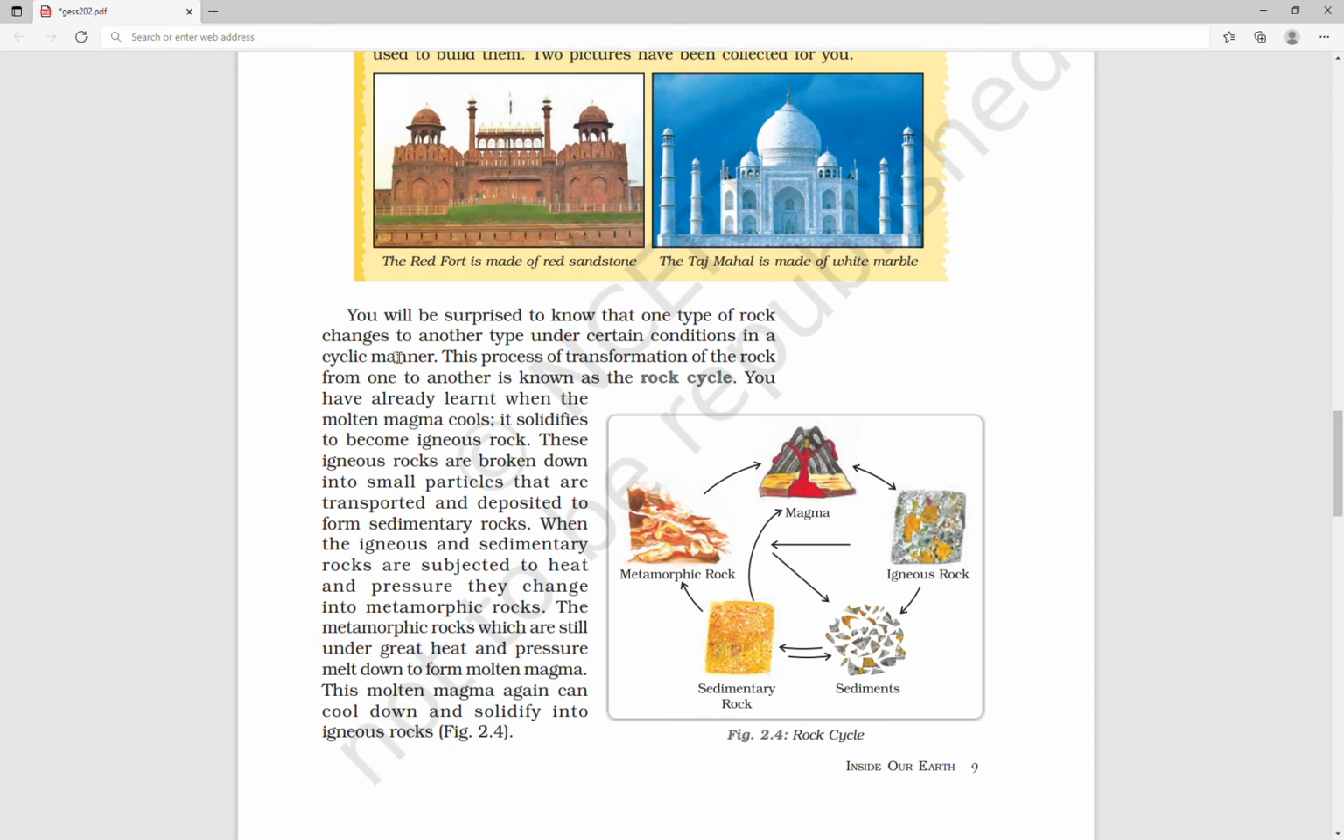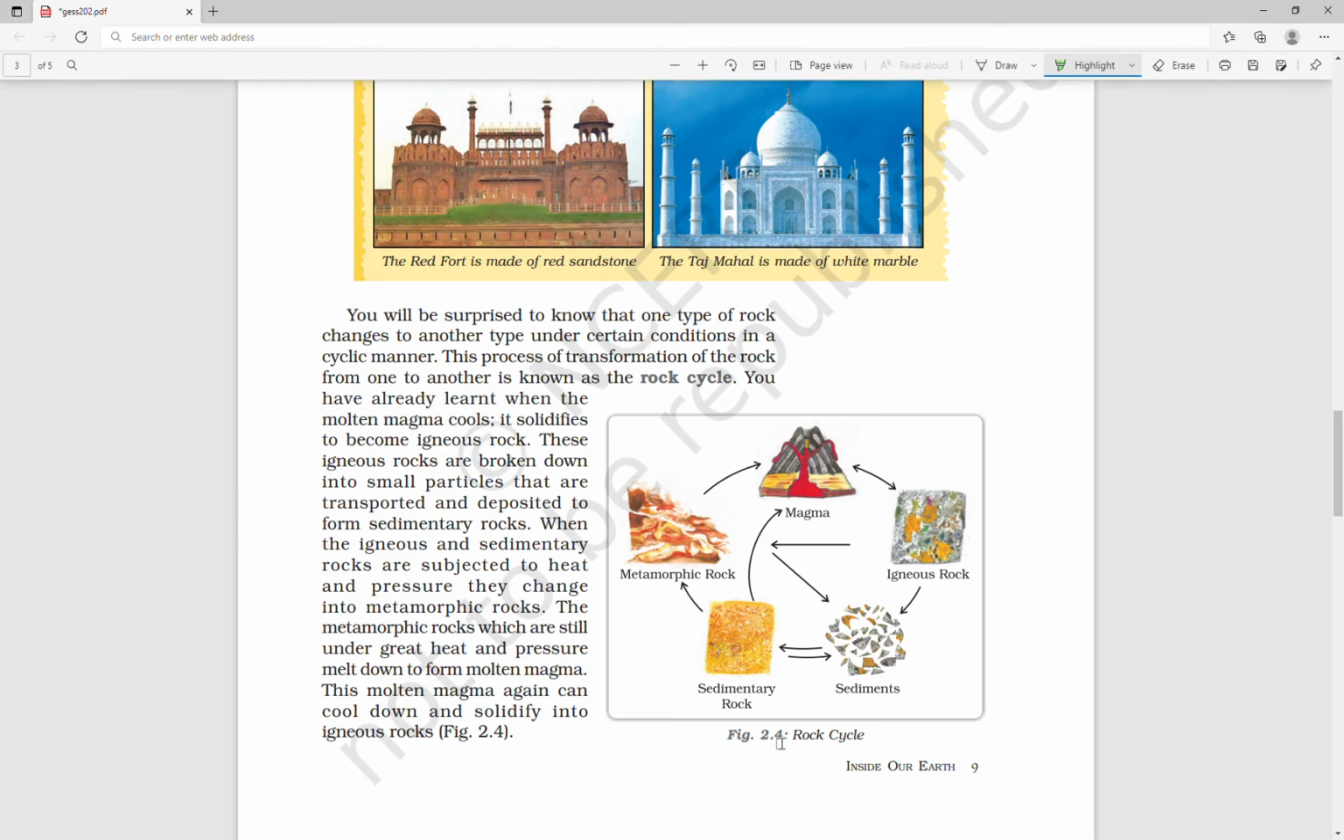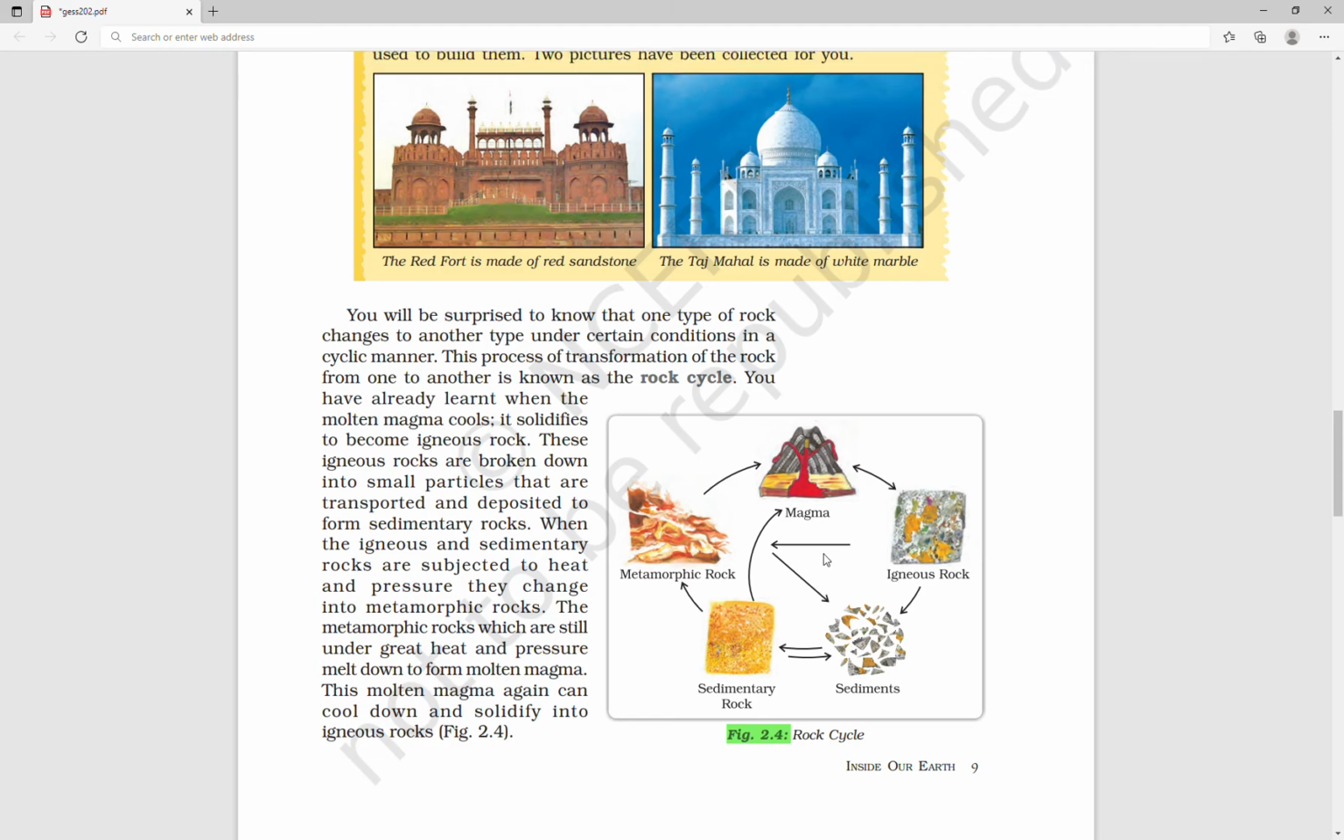Next, you will be surprised to know that one type of rock changes into another type of rock under certain conditions in a cyclic manner. Here we have figure 2.4, the rock cycle. This process of transformation of rock from one to another in a cyclic manner is called the rock cycle.